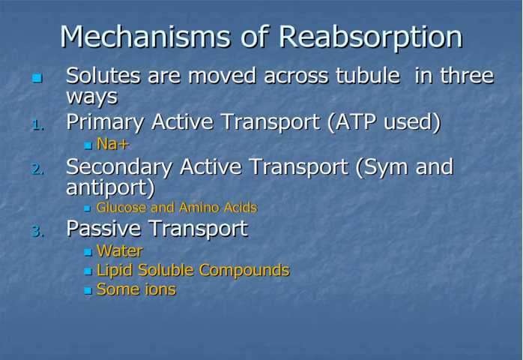Lipid-soluble compounds may also cross through simple diffusion. That is a passive process. The majority of solutes that utilize passive transport are going to be ones that go in between cells, that is, they take a paracellular route.